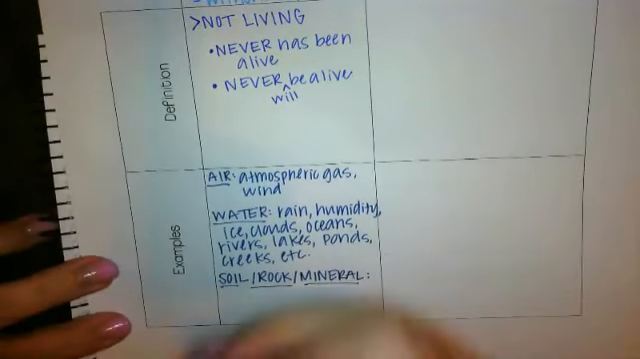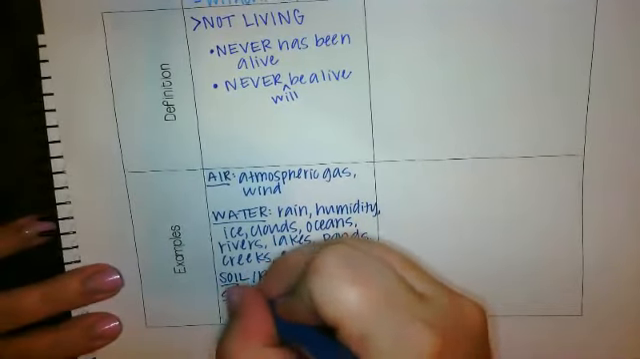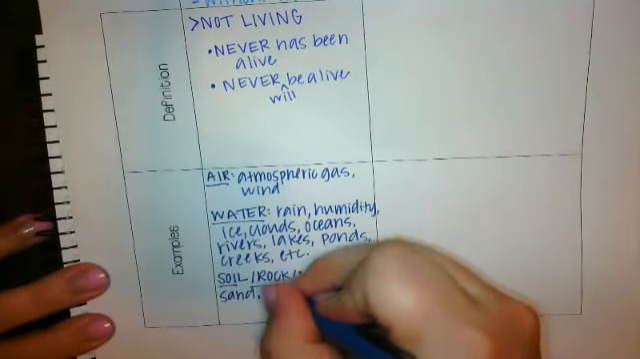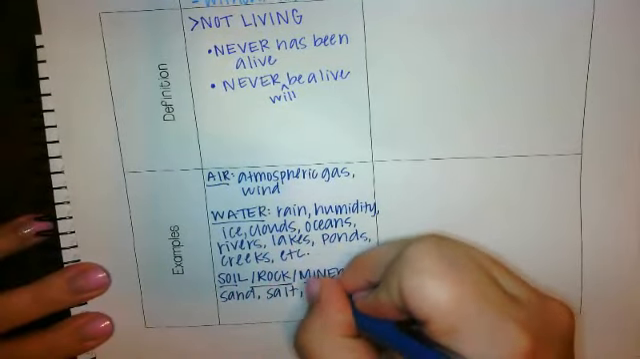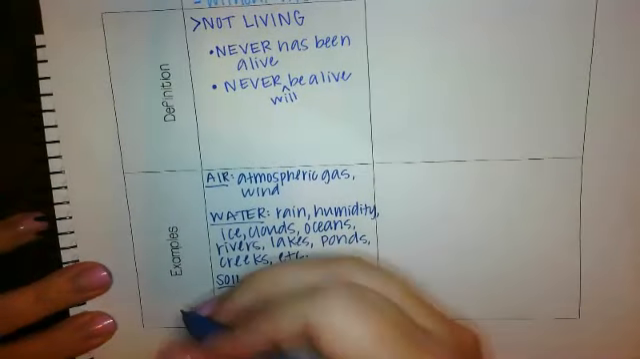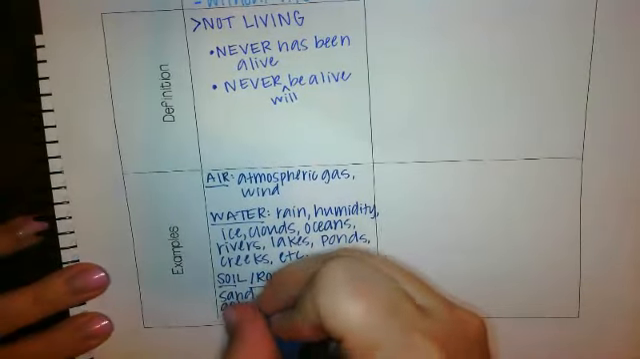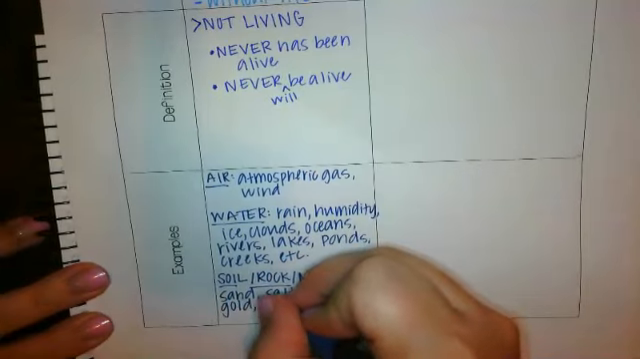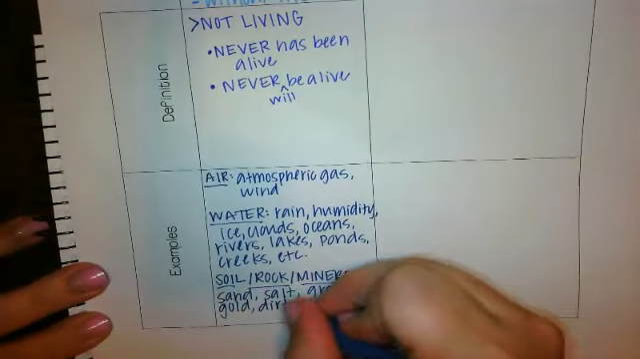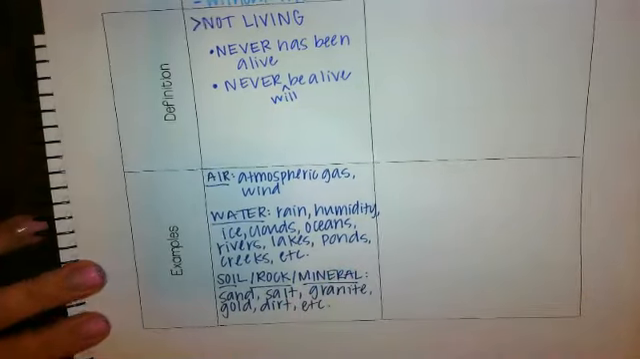What is included there? First up, sand. Salt. Salt's a mineral. Granite is a type of rock. A lot of you might have granite counters at your house, like in the kitchen. Gold. Dirt. And then again, we're going to use the term etc.